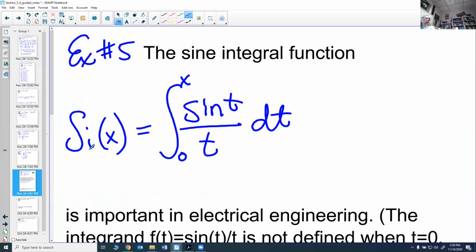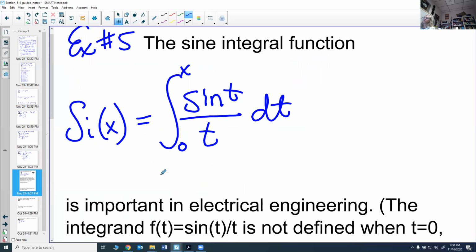There are lots of functions that do not have integrals with an algebraic way of finding them. They have integrals, they just don't have an algebraic way of finding them. One of them is the sine integral function. This is actually important in electrical engineering. And so the sine integral function is the integral from 0 to x of the sine of t over t dt.